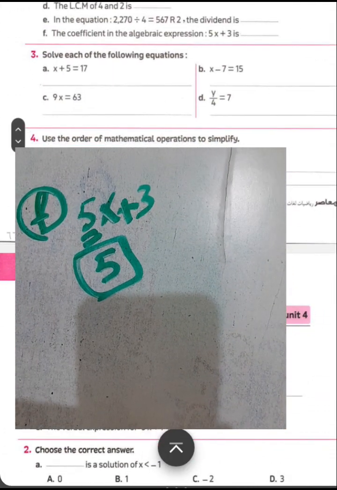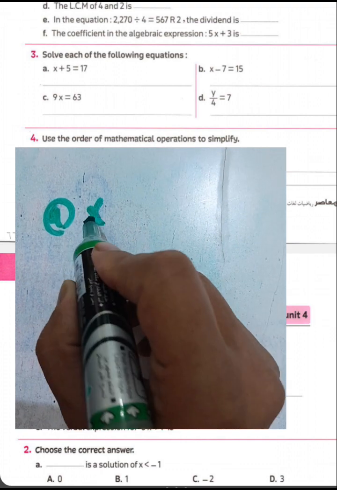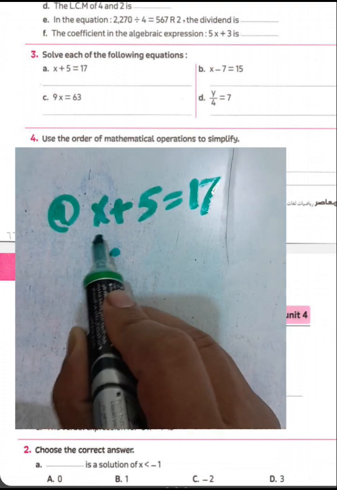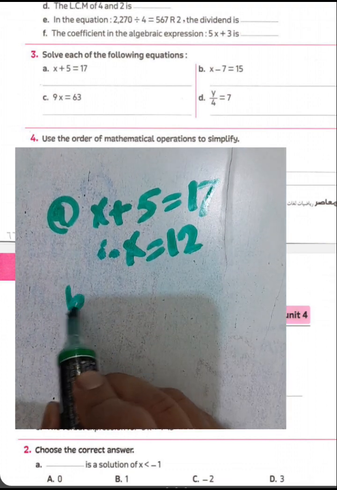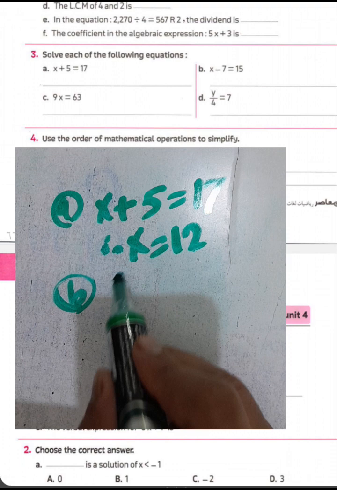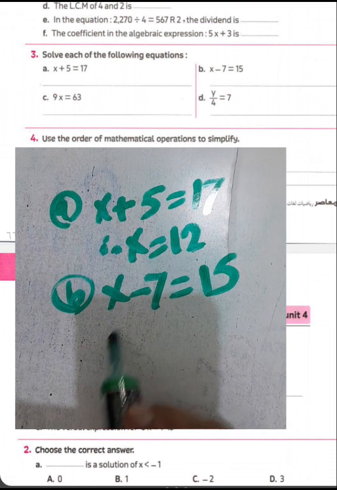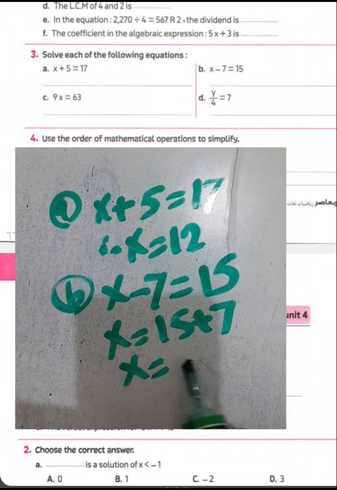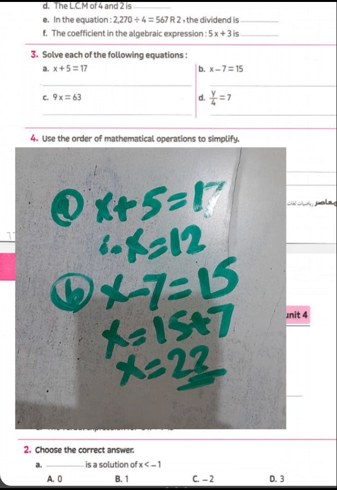Question number 3, solve each of the equations. Letter A, if x plus 5 equals 17, then x equals the difference between 17 and 5, it will be 12. And what about letter B, x minus 7 equals 15? We can find x by adding 15 and 7, then x will be 22. 7 plus 15 equals 22.